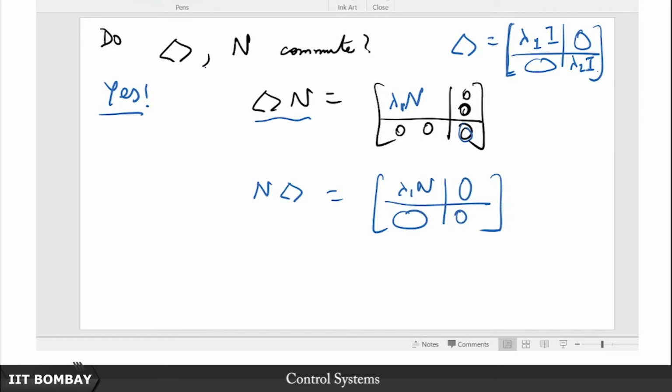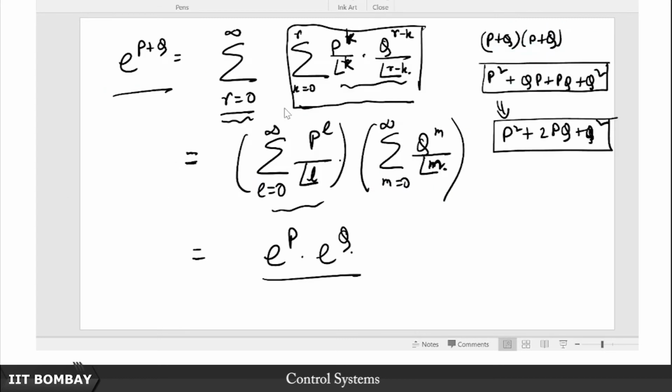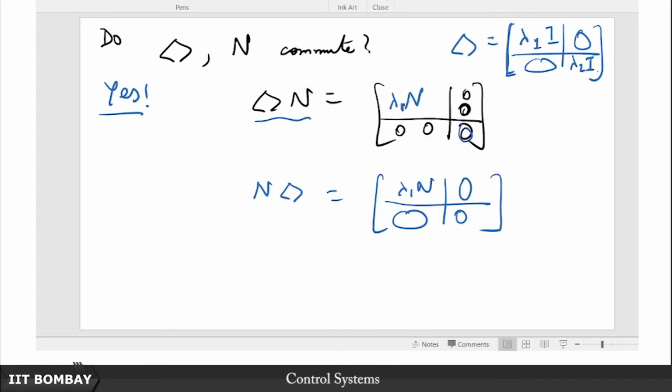in a block Jordan form or in a Jordan canonical decomposition, if you have got the matrix down to the Jordan canonical decomposition, you will always see that this diagonal block, if you split it up from this nilpotent part, they will always commute. And why is that important? Precisely because if they commute, we know that this property holds.